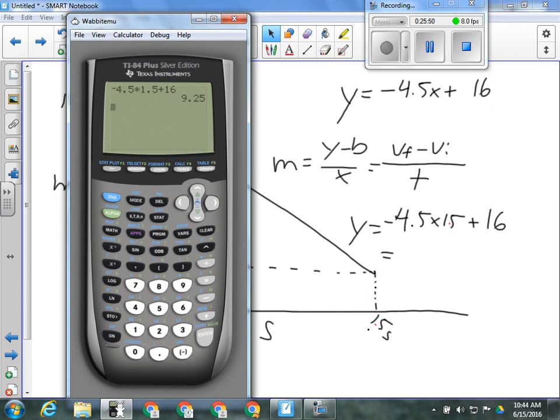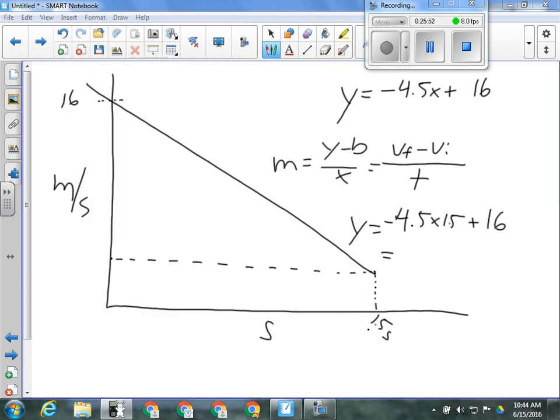So the y value there is 9.25 meters per second. Can I now calculate the area of this rectangle and the area of this triangle? Yes. So I go 9.25 times 1.5, and it gives me this area. I go 16 minus 9.25 to get the height of my triangle. Multiply that by 1.5, divide it by 2 because it's a triangle, add them both together. I've got my total displacement. Those would be the kinds of things you'd be asked to do on your final exam with those two graphs.